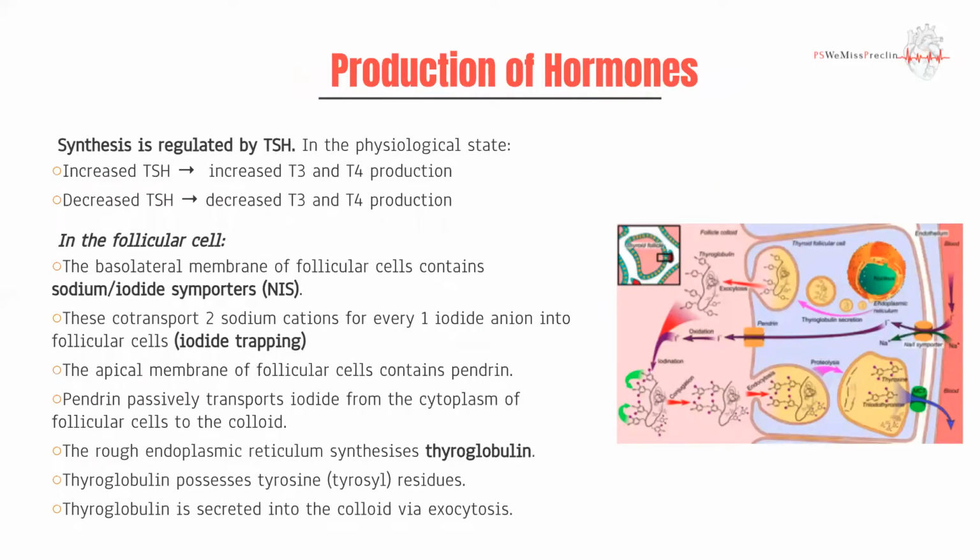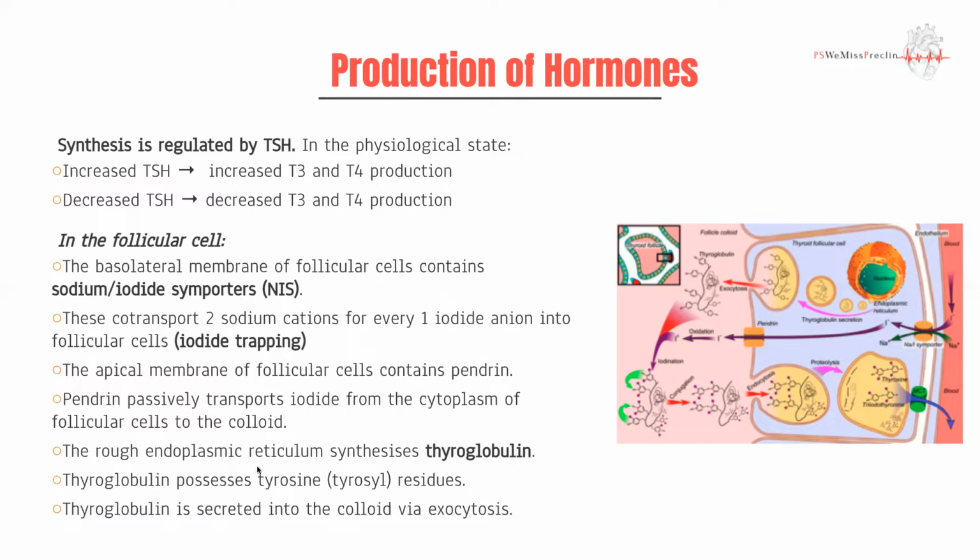So how is this produced? You have the regulation of thyroid production being done by the TSH hormone. Increased levels of TSH cause increase in T3 and T4 production and vice versa. The production happens in the follicular cells. You have a basolateral membrane containing sodium iodide transporters, and obviously iodine is a very important mineral when it comes to thyroid function, and iodine deficiency can cause a goiter. That's something you need to know.